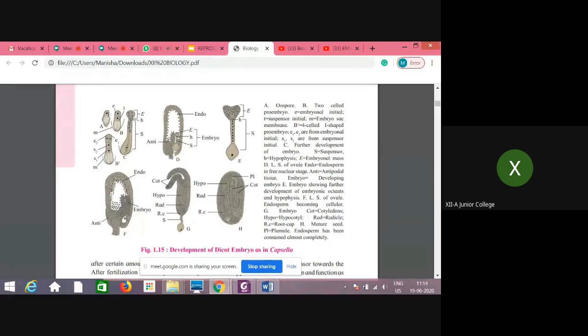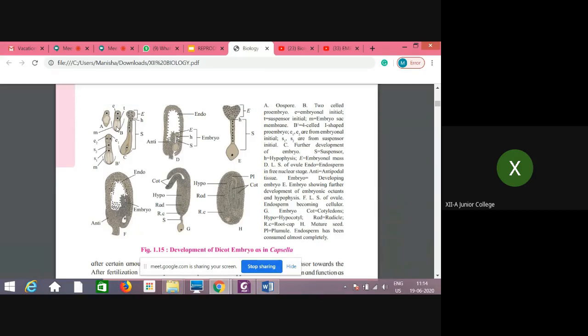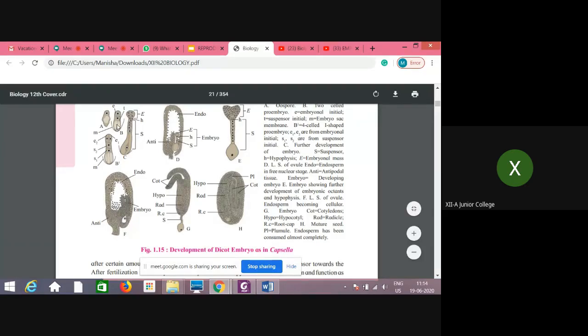which forms the wall around itself, so it is called oospore. Now in the second diagram, labeled B, you can see this zygote, that means oospore, divides unequally. So you can see this is the smaller cell and this is the larger cell. The smaller cell is towards the chalazal end and the larger cell is towards the micropylar end. This upper chalazal cell is called the embryonal cell. This lower cell, towards the micropylar end, is called the suspensor initial. These are the embryonal initial and suspensor initial in the initial stage.